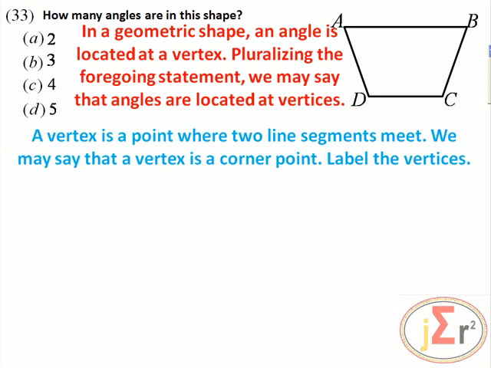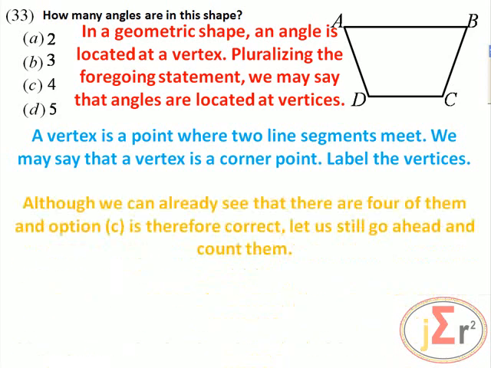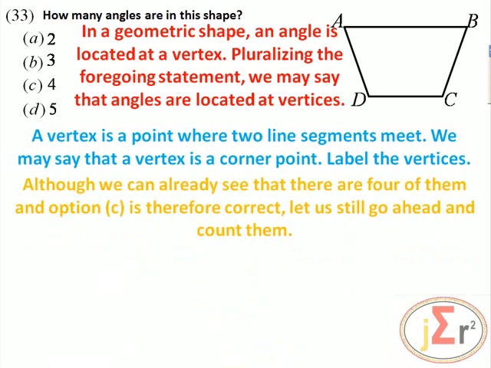How many angles are there in this shape? Although we can already see that there are 4 of them and option C is therefore correct, let us still go ahead and count them. So we know that how many vertices do we have there? 4. We have 4. And we have them labeled A, B, C, and D. So put those numbers in.